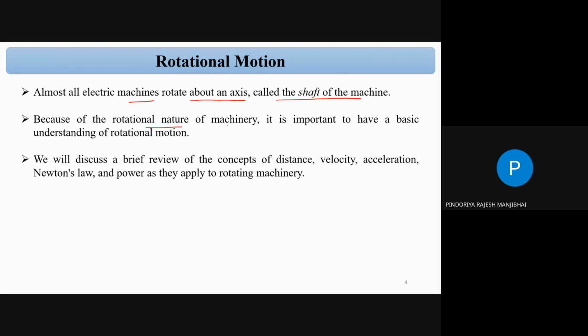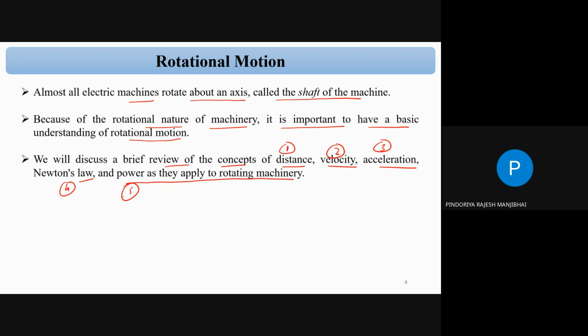Because of the rotational nature of the machinery, it is important to have a basic understanding of rotational motion. Correct? Because the subject name is the analysis of the electric machines, so we have to analyse the rotation. So how are we able to rotate the machines? What is the logic behind that? We will discuss a brief review of the concepts of distance, velocity, acceleration, Newton's law, and power as they apply to the rotating machines. First term is distance, second velocity, third acceleration, fourth Newton's law, fifth power. So these terms we have to analyse.